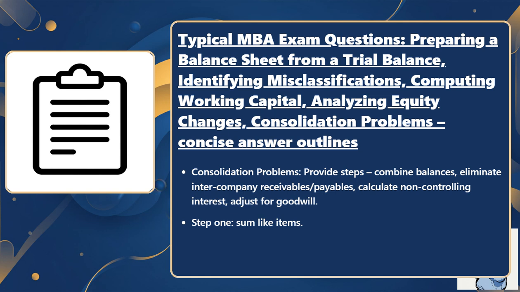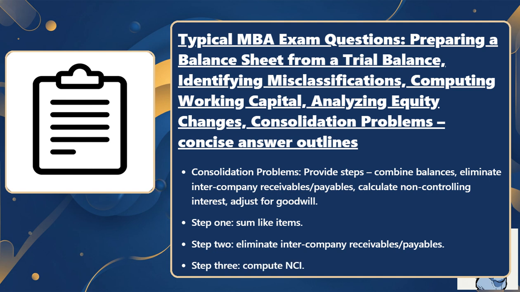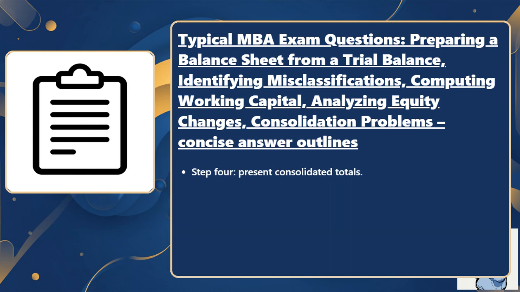Step 1. Sum like items. Step 2. Eliminate intercompany receivables and payables. Step 3. Compute non-controlling interest. Step 4. Present consolidated totals.